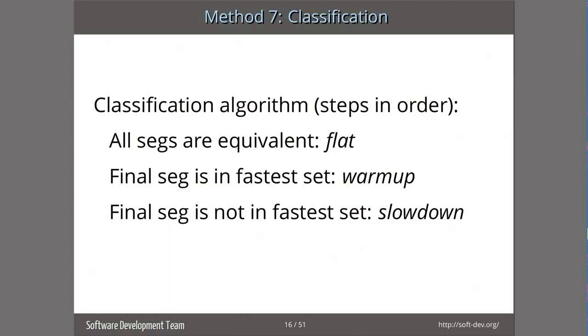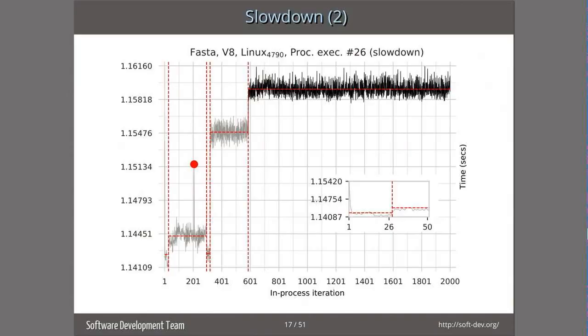Okay, this isn't supposed to happen, right? So we now have to change our classification algorithm, or augment it. We say if the final change point segment is not the fastest change point segment, we will classify this as a slowdown. Over time, the thing got slower. That's not supposed to happen. And it happens quite often. So here's faster on V8, and it's got slower this time.